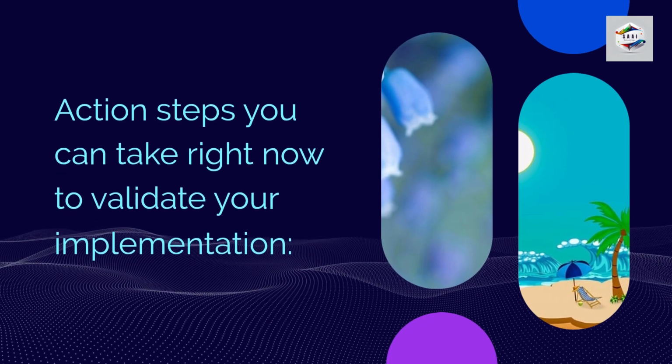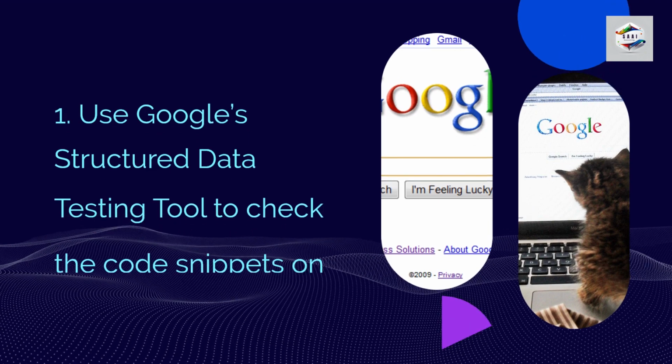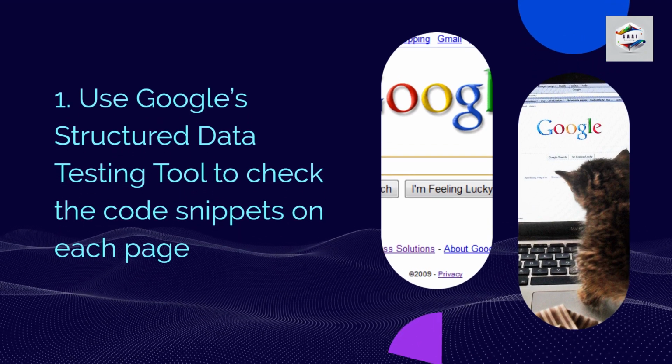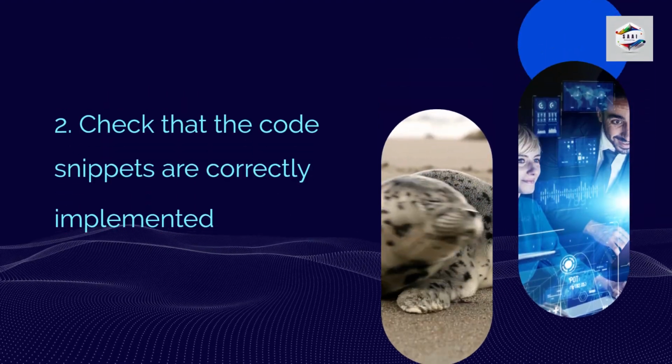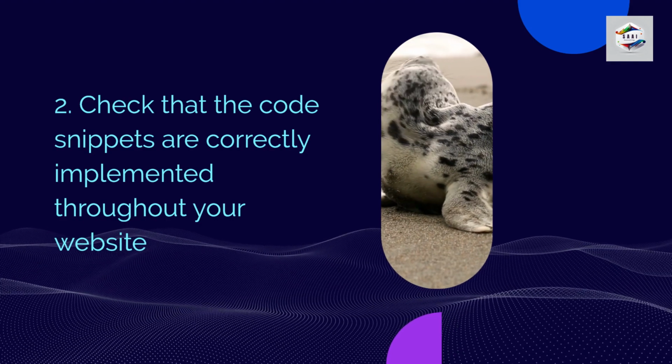Action steps you can take right now to validate your implementation. 1. Use Google's Structured Data Testing tool to check the code snippets on each page. 2. Check that the code snippets are correctly implemented throughout your website.